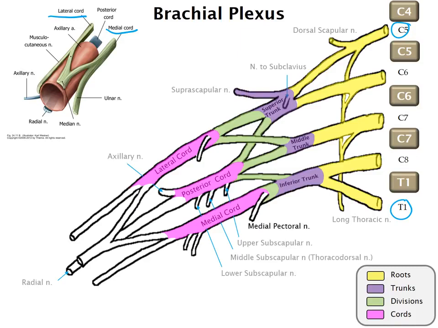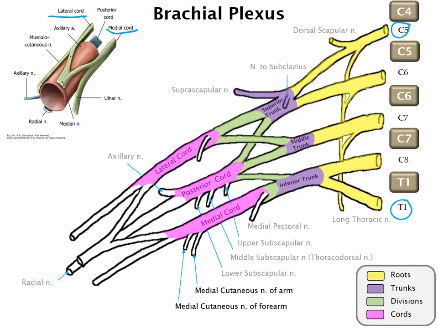Arising from the proximal end of the medial cord is the medial pectoral nerve that innervates the pectoralis minor and major muscles. Near the terminal end of the medial cord are the medial cutaneous nerves of the arm and forearm. You may also hear these nerves referred to as the medial brachial cutaneous nerve or the medial antebrachial cutaneous nerve, which represents the medial cutaneous nerve of the arm and forearm, respectively.